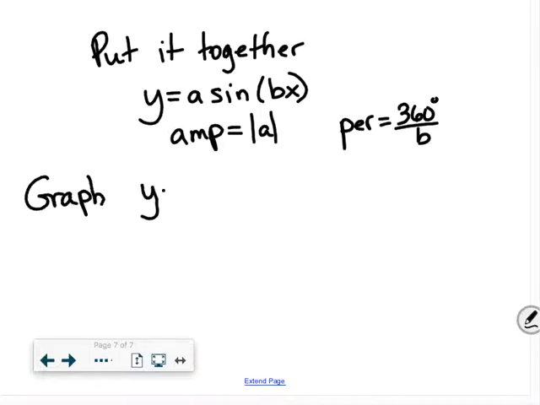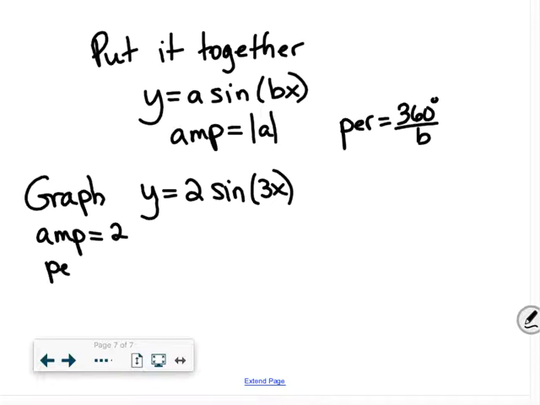Let's graph y equals 2 sine 3x. Again, we're going to graph y equals 2 sine 3x. So my amplitude is the absolute value of a. In this case, that's the absolute value of 2, which is 2. The period length is 360 degrees divided by b, and b is 3. So the period length is 120 degrees. This is really not bad, okay? This is very straightforward.